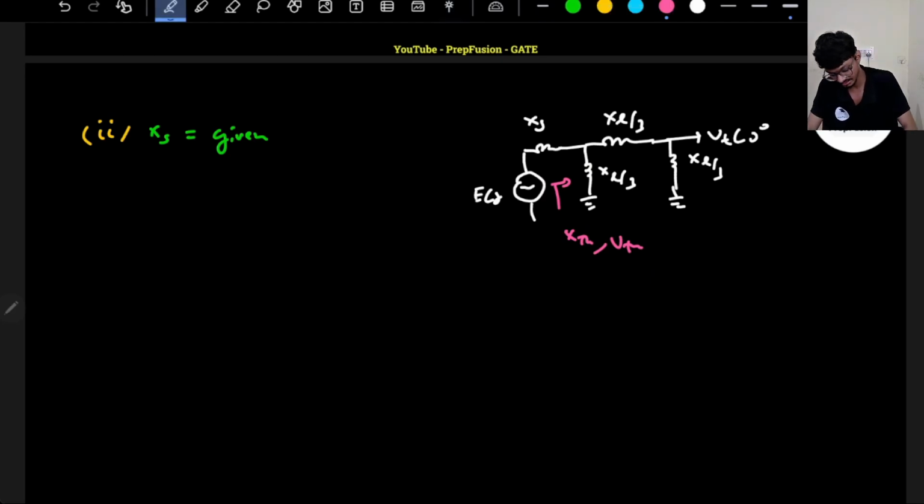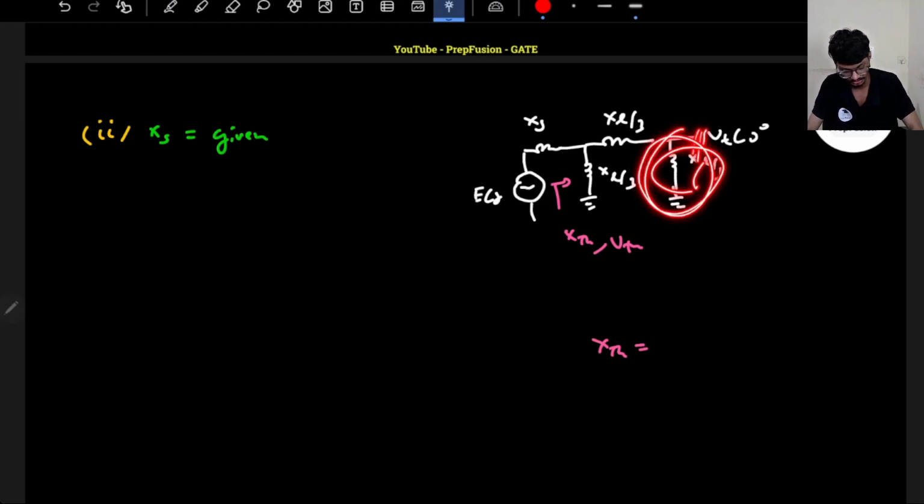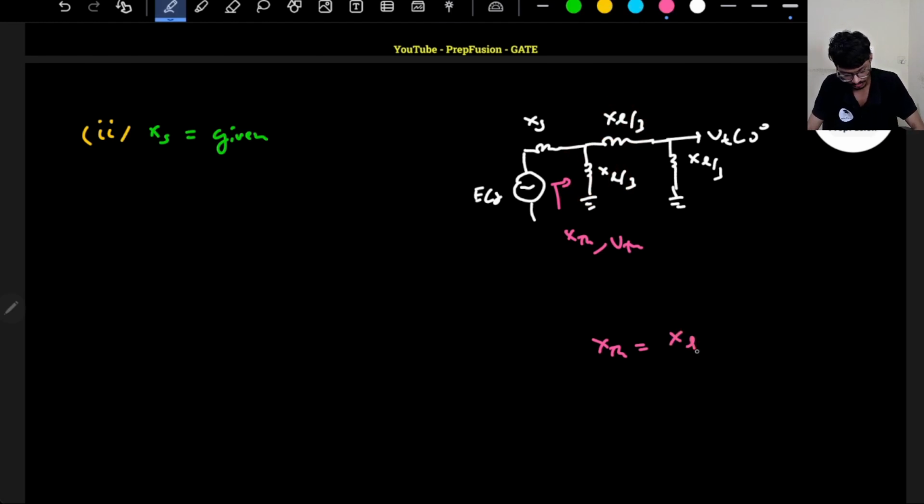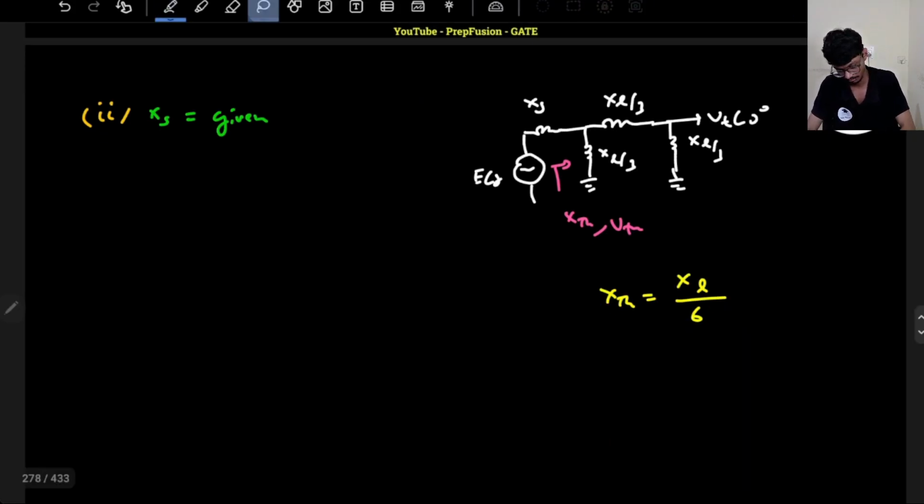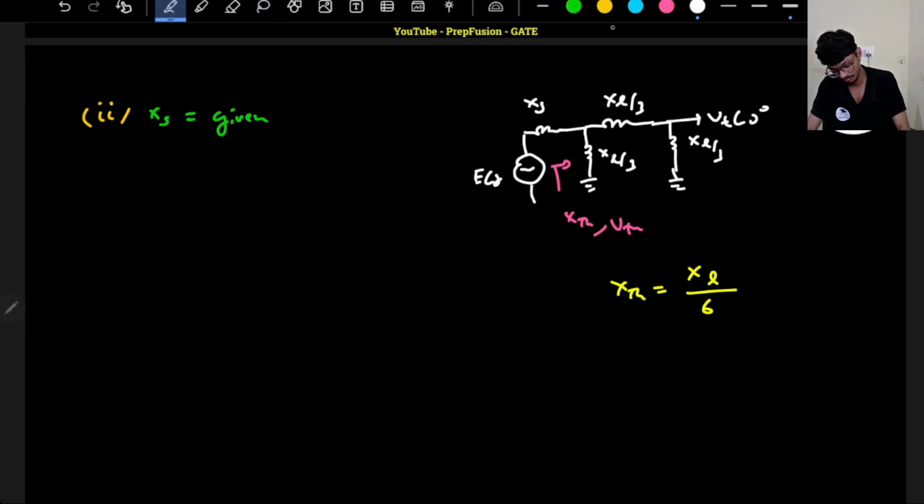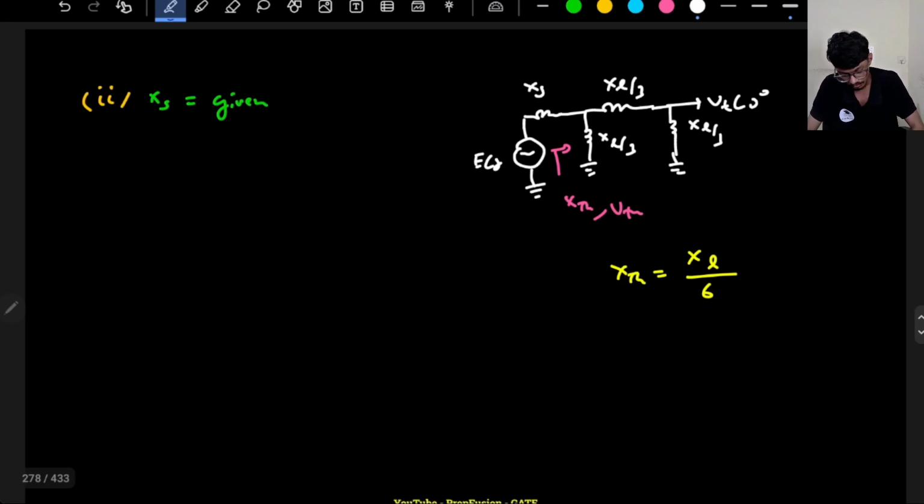XTH is very easy, right? Simply, this is short circuit, so this path is gone. So here I have XL by 3, here I have XL by 3. So two XL by 3 are in parallel, so XTH will be XL by 6. XL by 6.